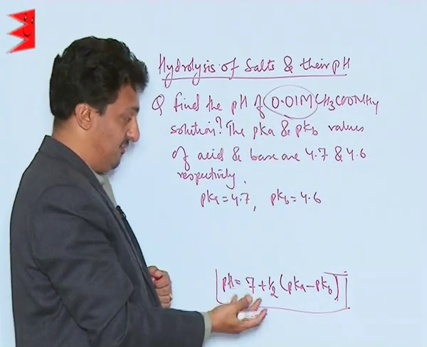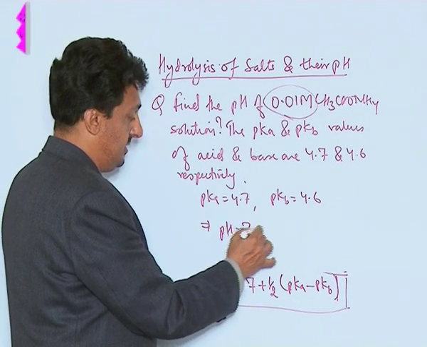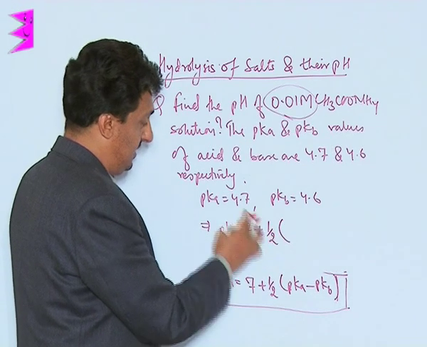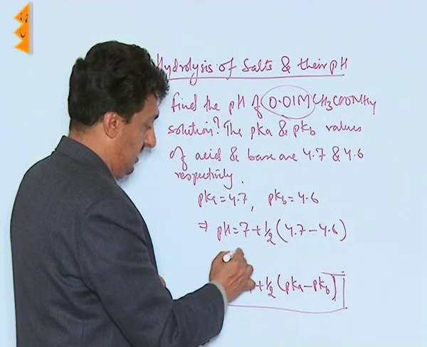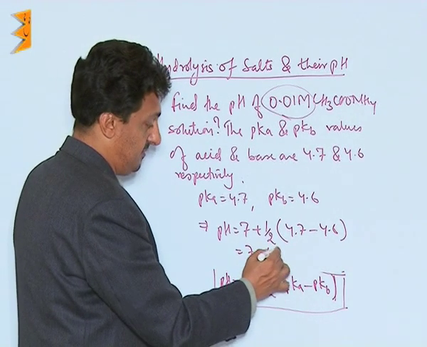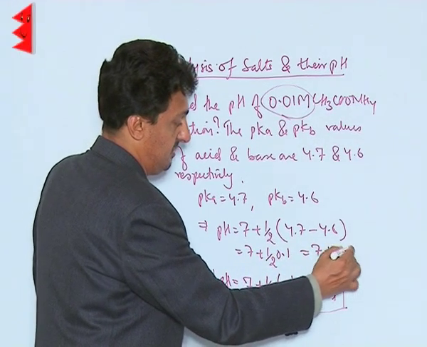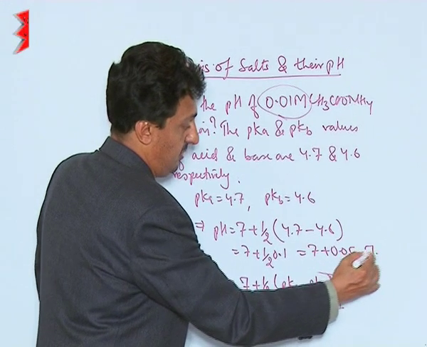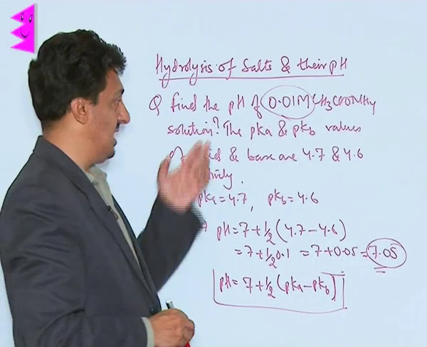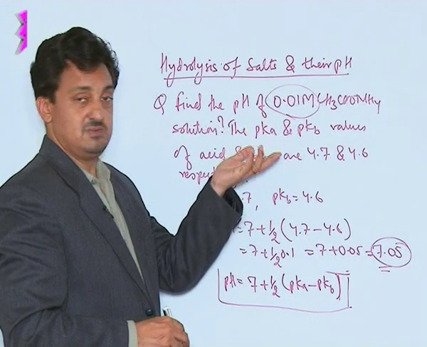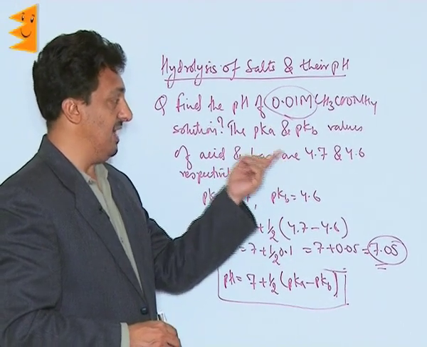Concentration will not make any difference because this is what your formula is. So your pH will be 7 plus half of your pKa, which is 4.7, minus 4.6, which is your pKb. This is going to give you 7 plus half of 0.1. This will be 7 plus 0.05. So this will be 7.05. So this is what your pH will be when this type of salt, with whatever concentration, which is not going to make any difference, is added to water, since it depends on the pKa and pKb values.